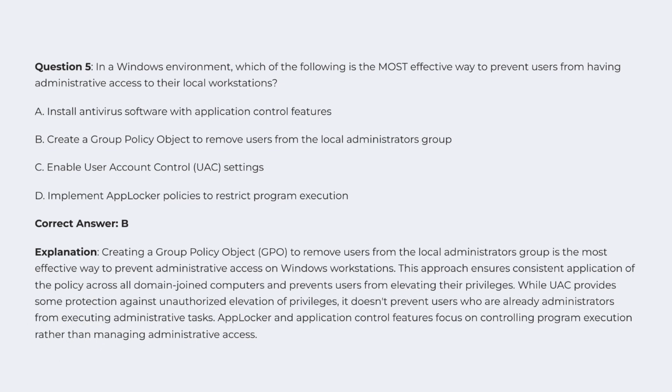Correct answer, B. Explanation. Creating a group policy object, GPO, to remove users from the local administrators group is the most effective way to prevent administrative access on Windows workstations. This approach ensures consistent application of the policy across all domain-joined computers and prevents users from elevating their privileges. While UAC provides some protection against unauthorized elevation of privileges, it doesn't prevent users who are already administrators from executing administrative tasks. AppLocker and application control features focus on controlling program execution rather than managing administrative access.